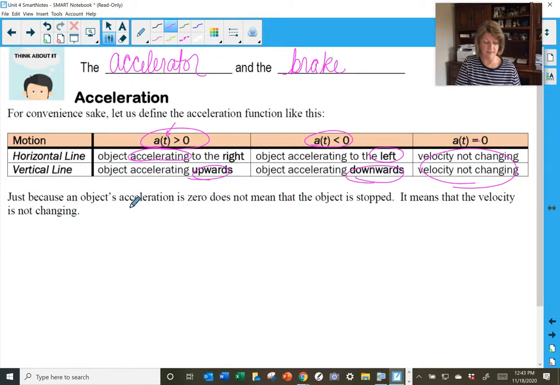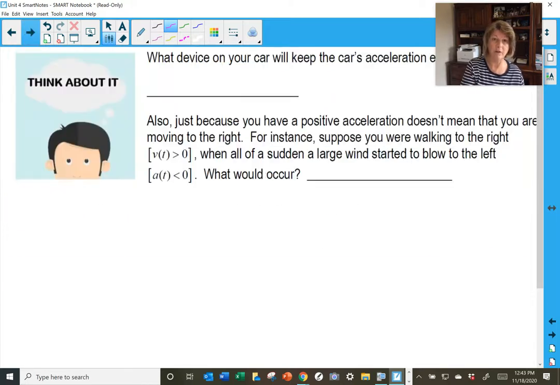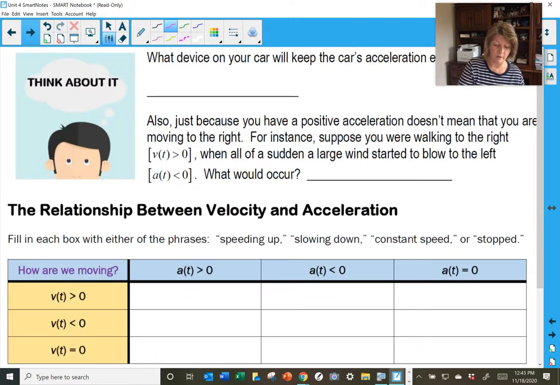Just because an object's acceleration is zero does not mean that the object is stopped. It just means the velocity isn't changed. The only time we get an object stopped is when velocity equals zero, or the change of position equals 0. What device on your car keeps the acceleration equal to 0? How do you get a nice steady velocity? You set the cruise control.